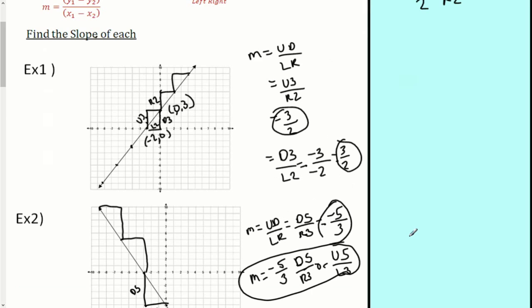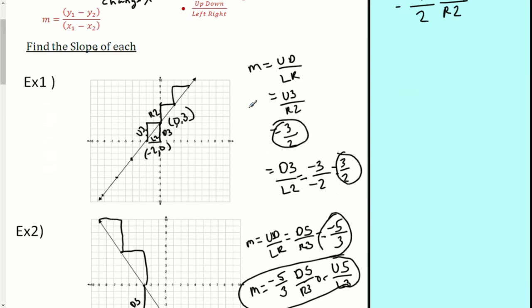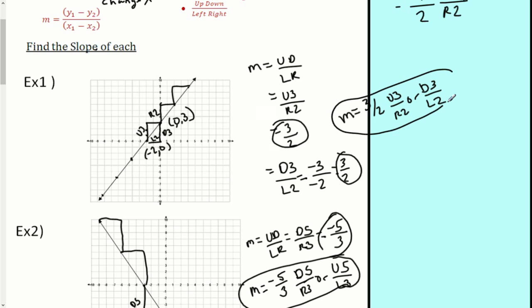So let's go back to this first example again. When I'm done, I would need to write the slope as a number. So the slope is 3 halves, which is up 3, right 2, or down 3, left 2. And that's your final answer, okay?